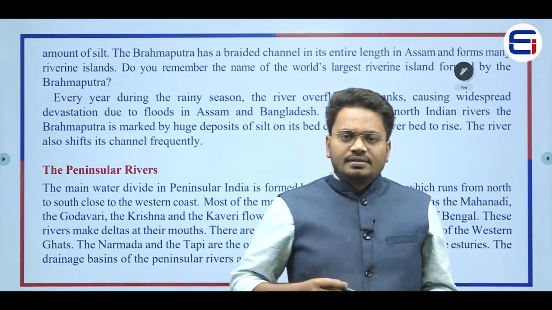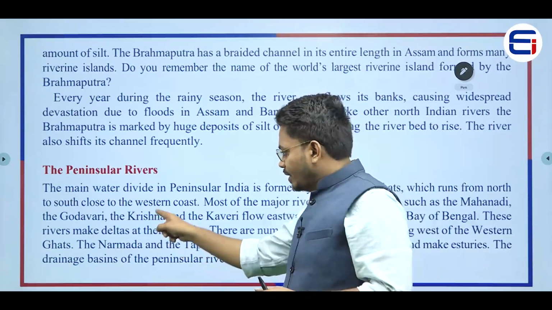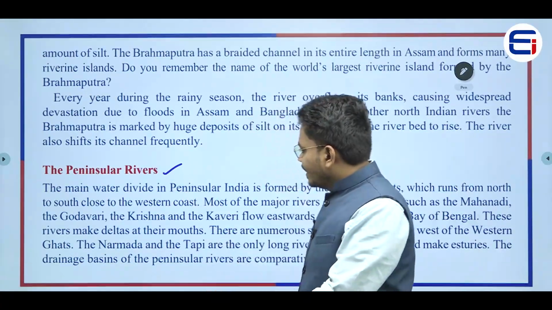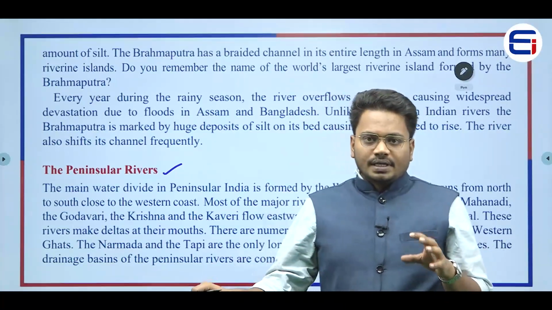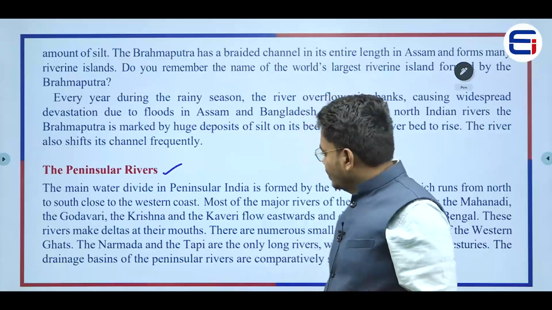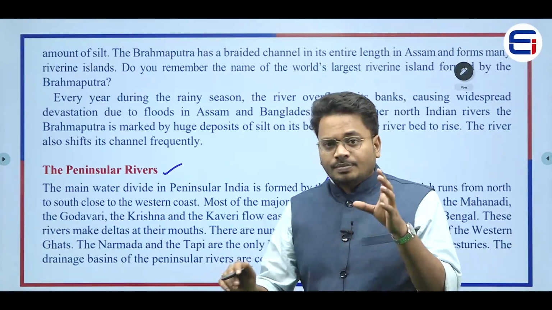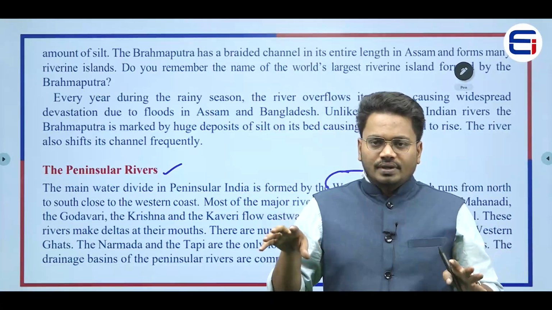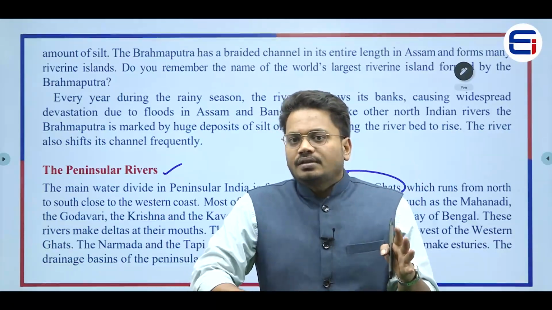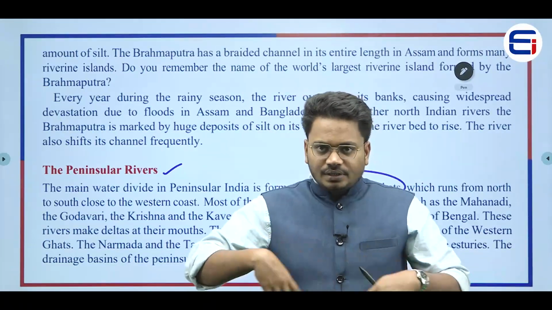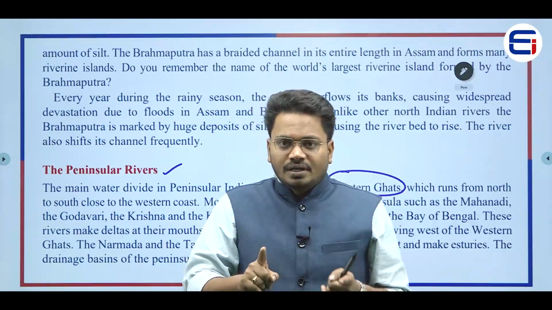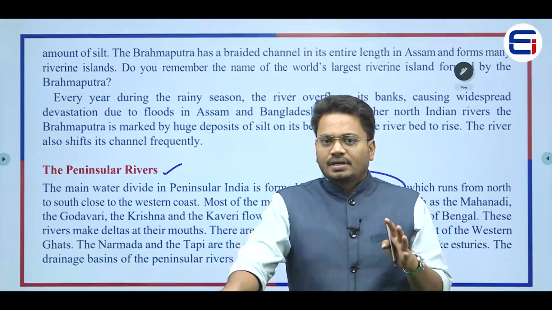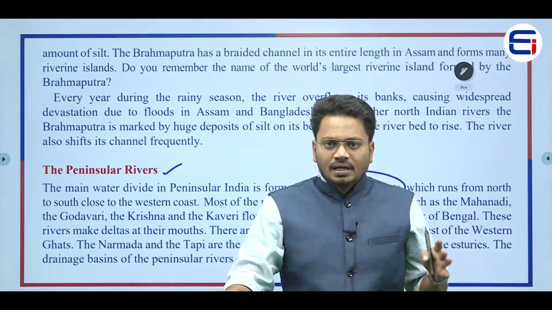So without any further delay, let's start the topic given in this 9th class NCERT. Under this topic, peninsular rivers, it says that the main water divide in this peninsular region is the Western Ghats. So what does it mean? It means that the Western Ghats divide two river basins or river systems, right. In the previous class we saw that the Ambala highland acts as a water divide between the Indus river system and the Ganga river system. Now in peninsular India, the Western Ghats act as the water divide between the rivers, right.